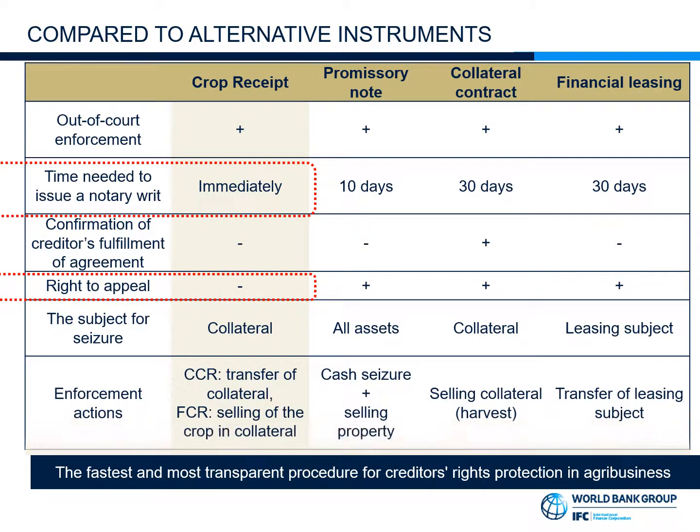As a result of the enforcement, the creditor within crop receipt will receive either the pledged crop within commodity crop receipt or money from the sale of the pledged crop within financial crop receipt. As of today, crop receipts provide the fastest and the most transparent procedure for the protection of creditors' rights in agribusiness.